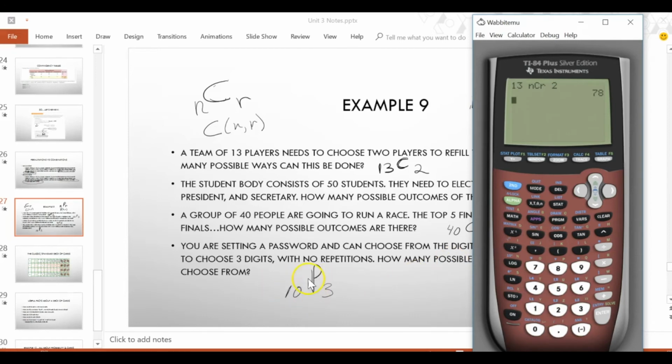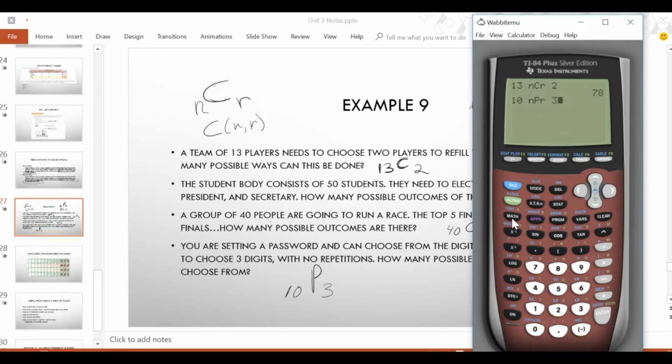Looking at the bottom one here. So we're looking at 10 choices for our digits 0 through 9. It's a permutation because the password, the order matters, and we want to choose 3 of them. So to put that in, I would type in 10, that's the n, right? And then same spot, so go to math, go over to PRB, and then we want to choose nPr, the permutation.